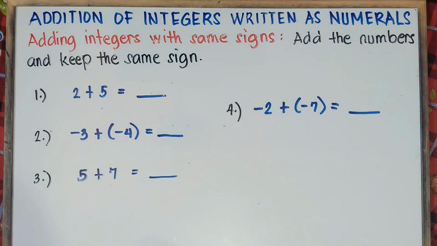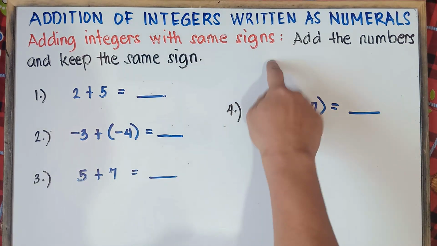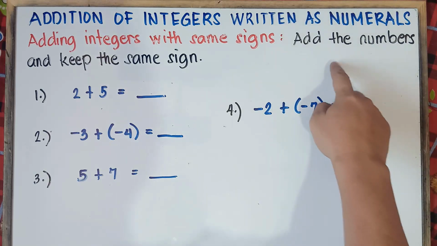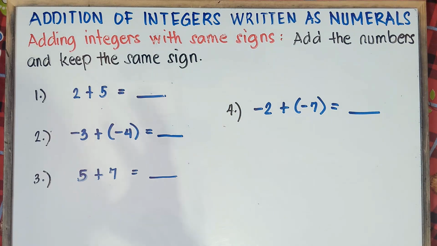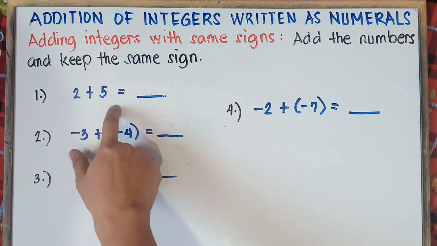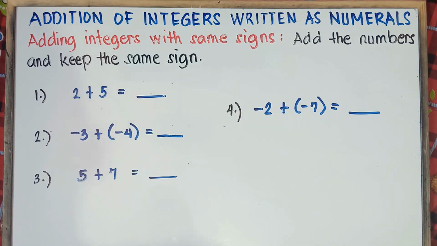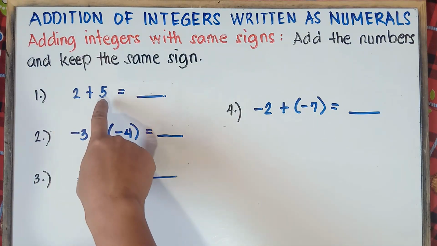Alright, so let's start with the following given examples. Now once again, adding integers with the same signs. The rule there: simply add the numbers and keep the same sign. Simple as that, class. So let's have example number 1, 2 plus 5. They have the same sign, this is positive 2 and then positive 5.